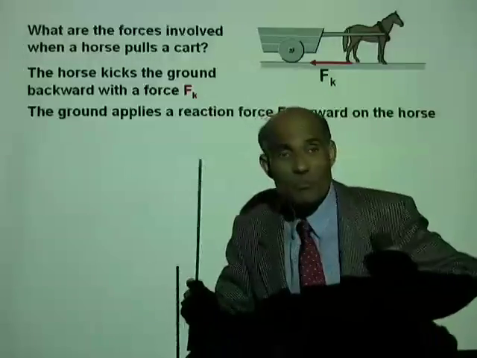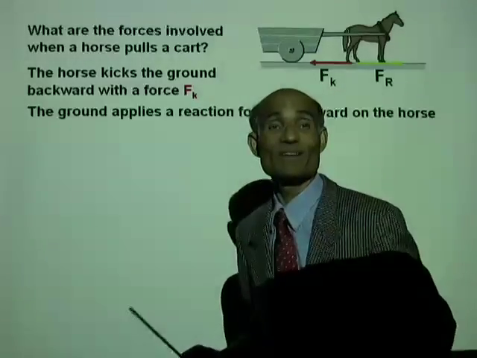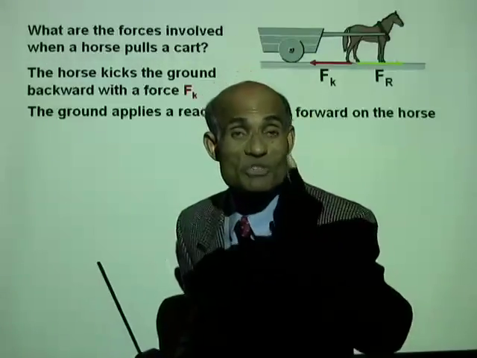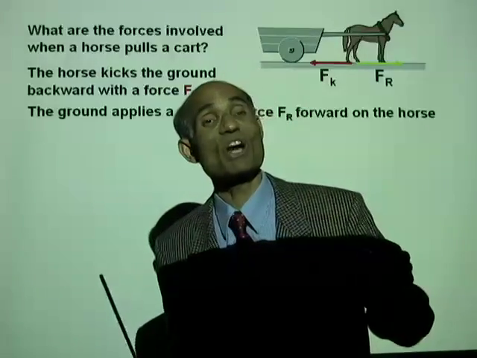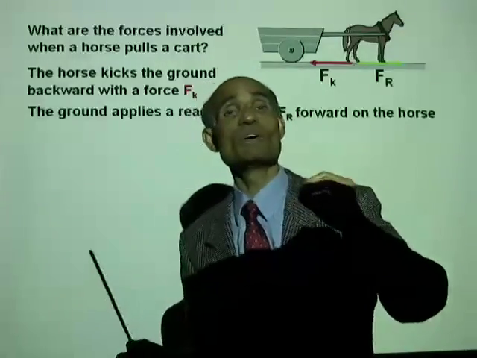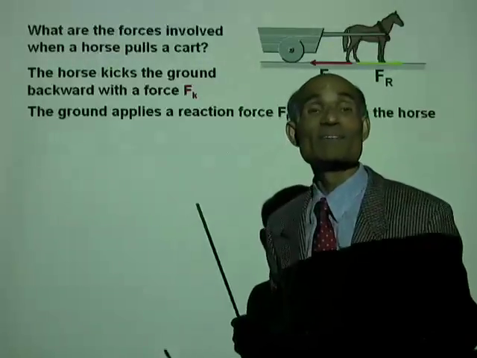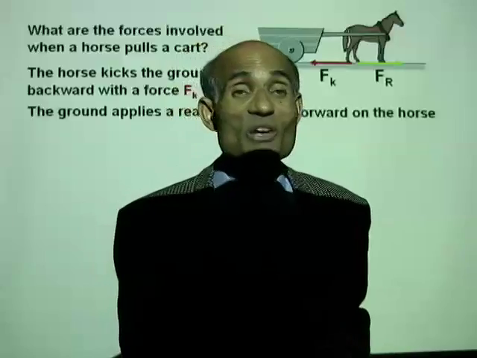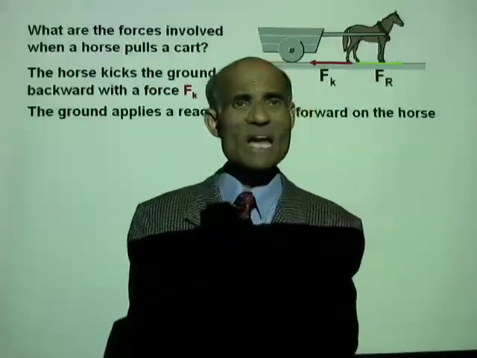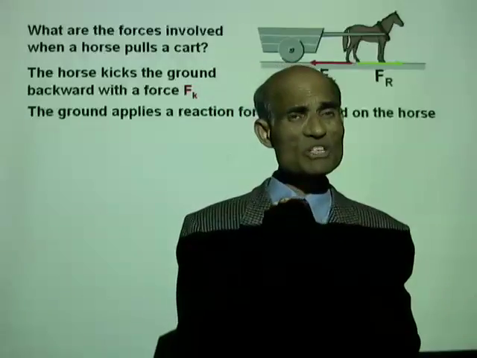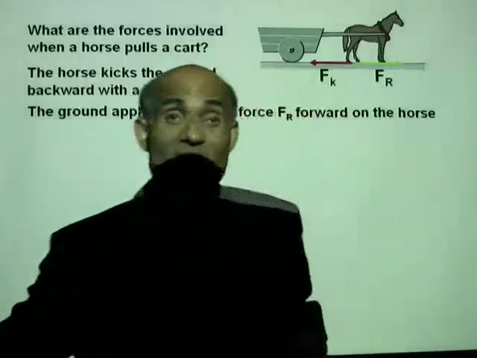Now what is the reaction force here? The ground applies a force F sub R forward. In fact, in the absence of this reaction force, the horse and the cart will never be able to move. It is this reaction force that make the horse and the cart move forward. But then didn't we say that action and reaction forces always cancel each other? Well, yes, we did say that.